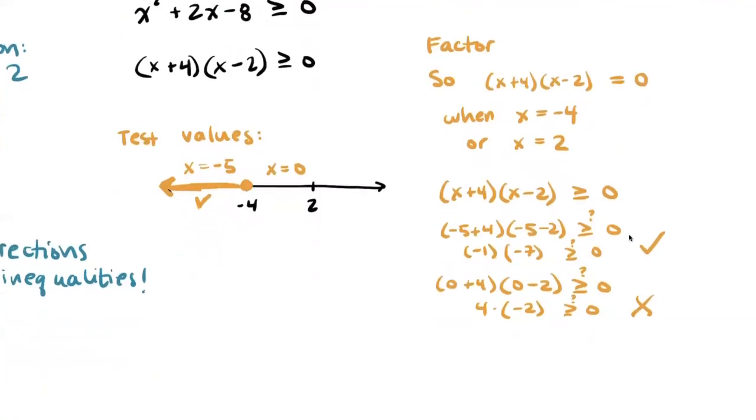Okay, then we've got one more. This is numbers greater than 2. So let's try x equals 3. That's a number greater than 2 that lives in this interval here. So we're going to plug in 3. So we'll do 3 plus 4 times 3 minus 2. Is that positive or greater than or equal to 0? Let's see, 3 plus 4 is 7. 3 minus 2 is 1. That is true, right? 7 times 1 is 7. That is greater than 0. So we've got all of this as a solution set as well. And when we plug in 2, that gave us equals to 0. So that's going to be included in our solution set.